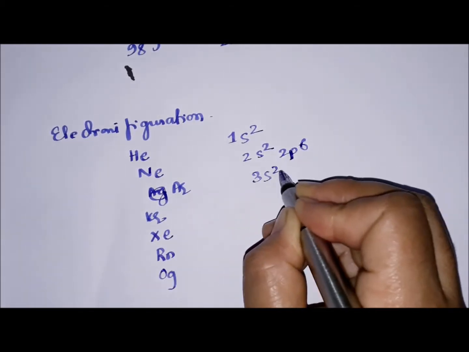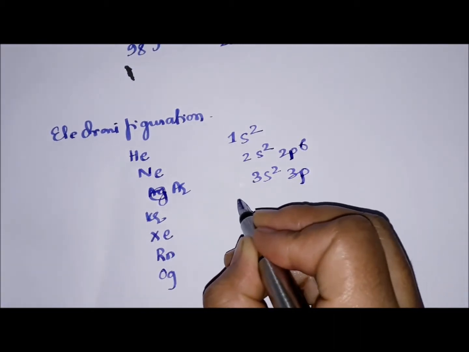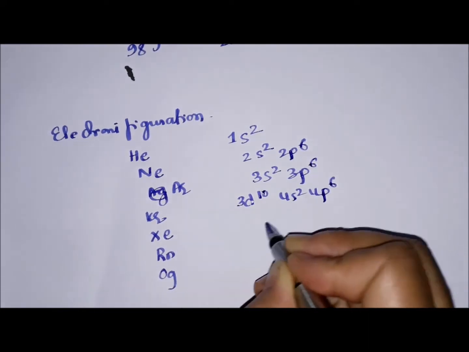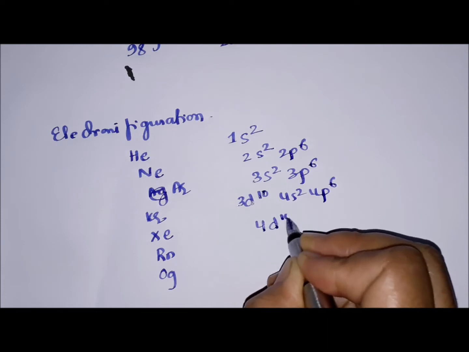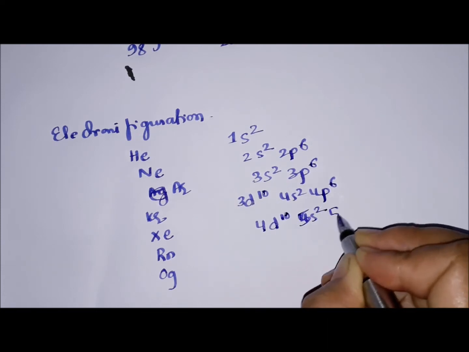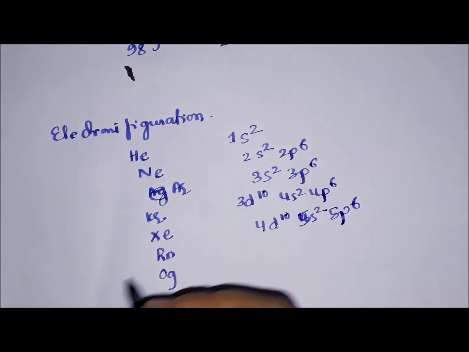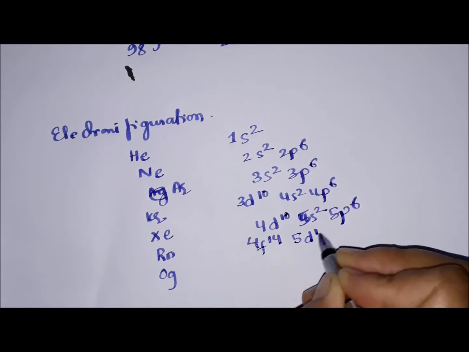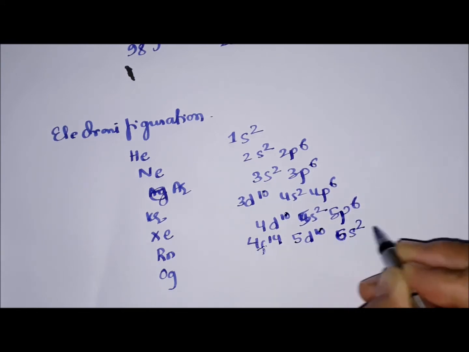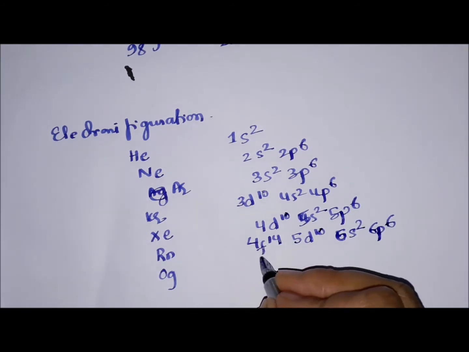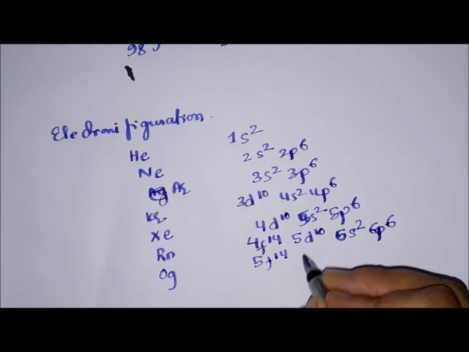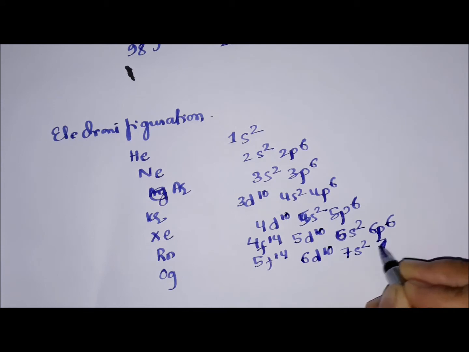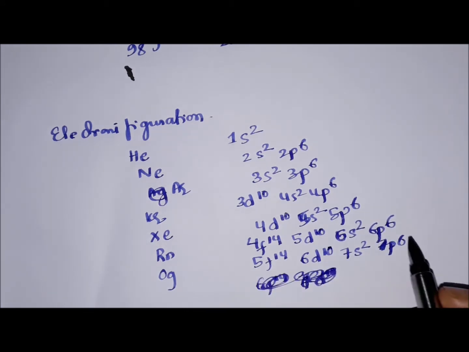Period 3, 3s2, 3p6. From the fourth period d appears, so 3d10, then 4s2, 4p6. For xenon, 4d10, 5s2, 5p6. Radon is in the 6th period, where f starts, so 4f14, 5d10, 6s2, 6p6. Oganesson is in the 7th period, so 5f14, 6d10, 7s2, then 7p6.